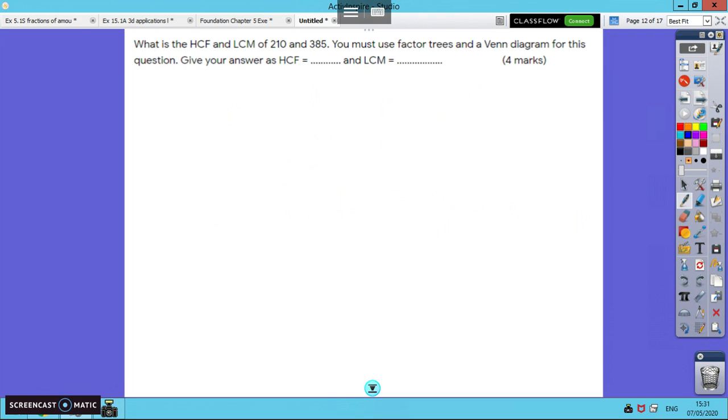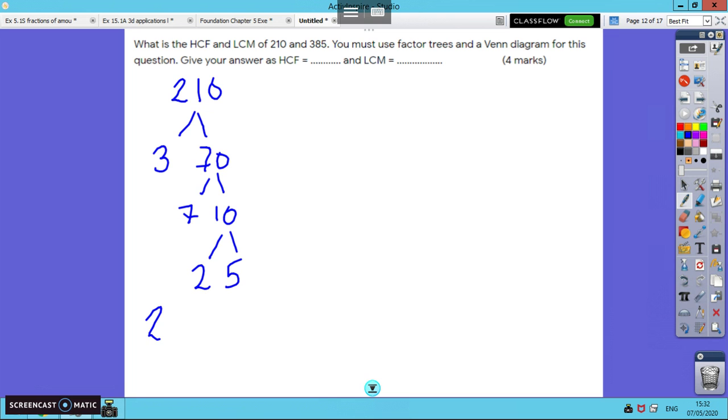Next one, question 12. Mixed, this one. Although there is a lot to go wrong with this one, so I kind of understand that. If you're not extremely careful, a lot can go wrong. Now, so let's start by doing your factor trees. 210 over here would give me, I'll split it into 3 and 70. 7 and 10, and then 2 and 5. So 210 is 2 times 3 times 5 times 7.